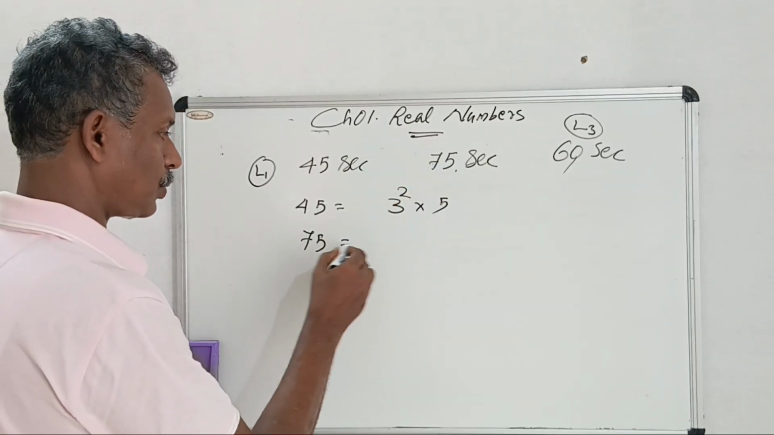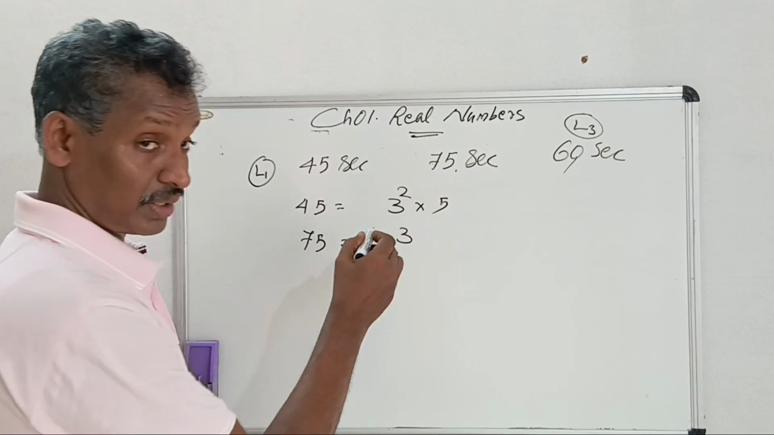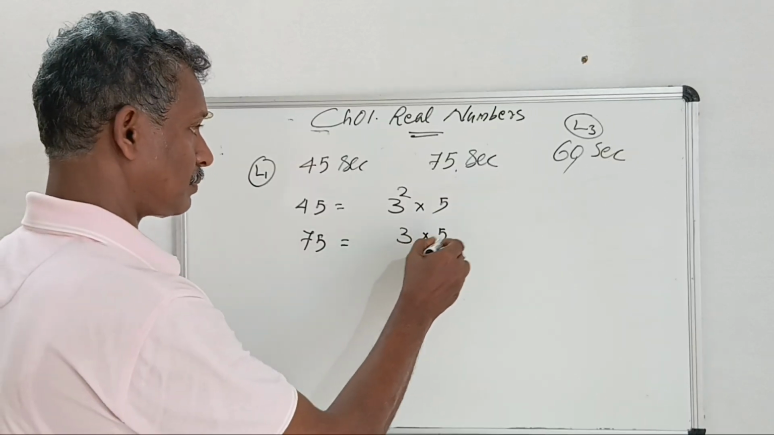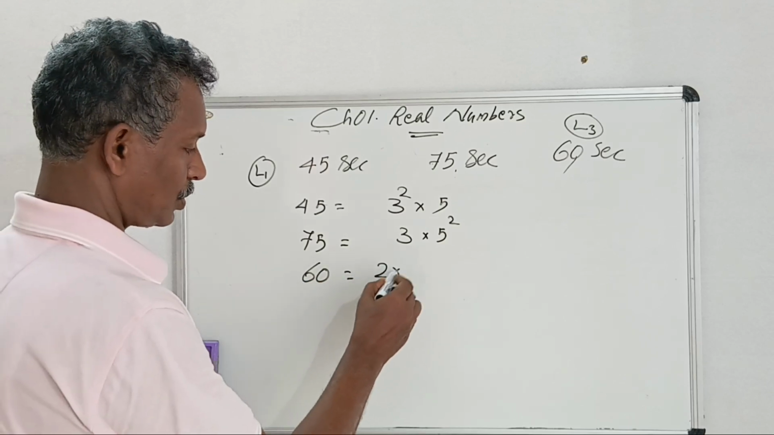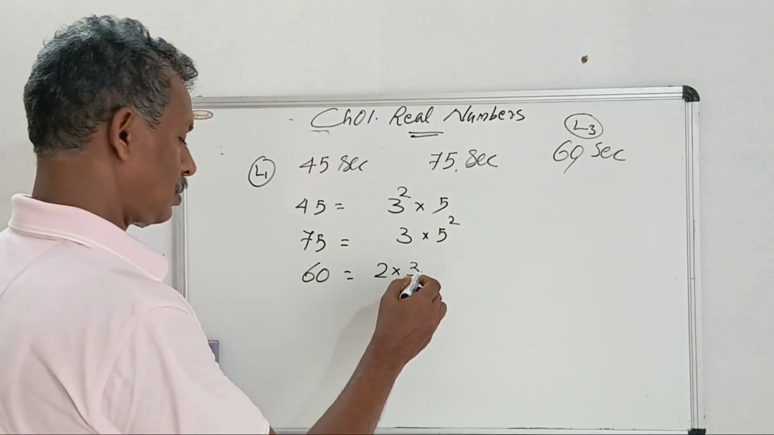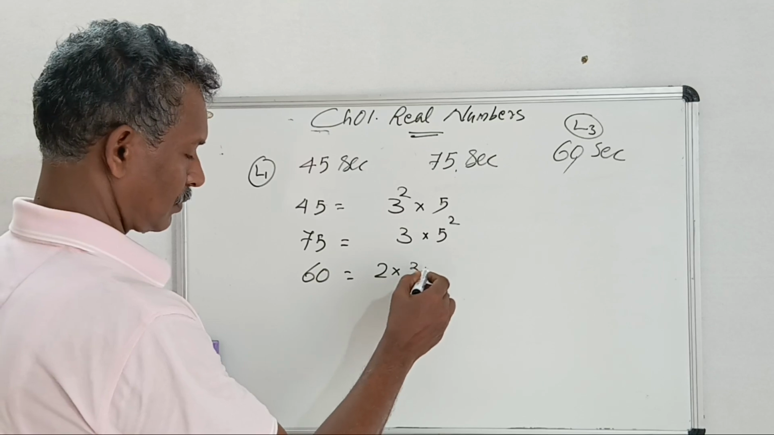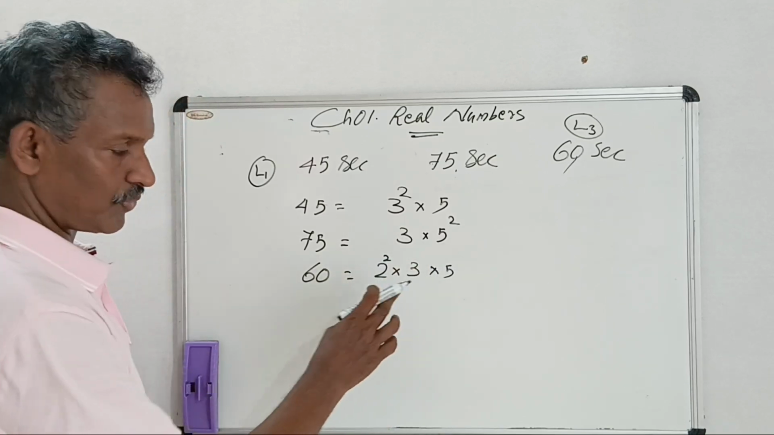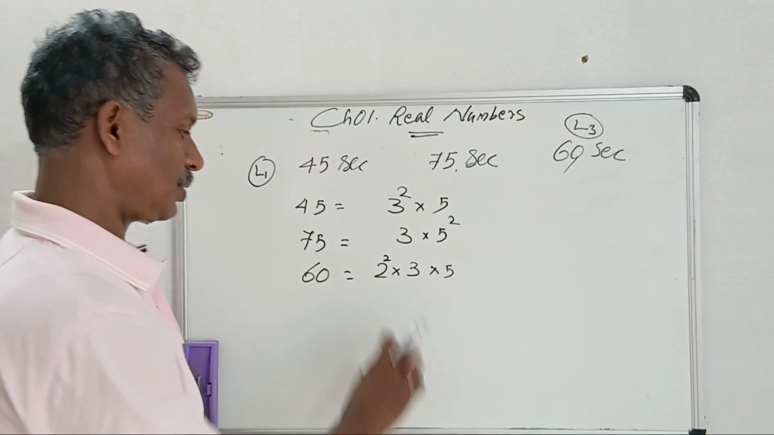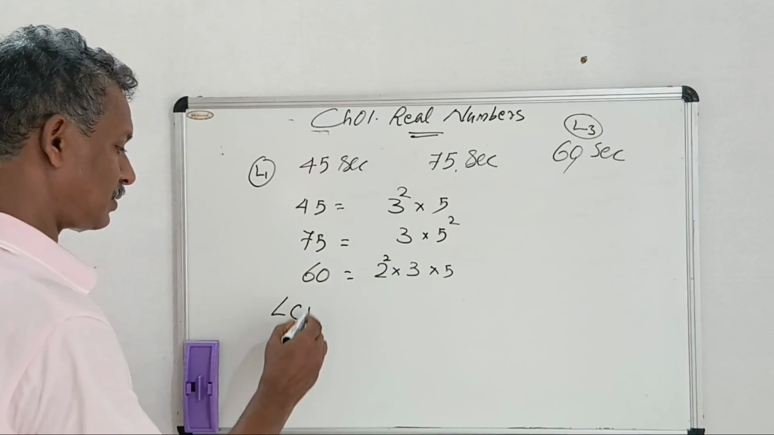75 is 5 square into 3, since 25 3s are 75. 60 is 2 square into 3 into 5. Okay, 2 square is 4, 4 5s are 20, 20 into 3 is 60. So find the LCM of this.